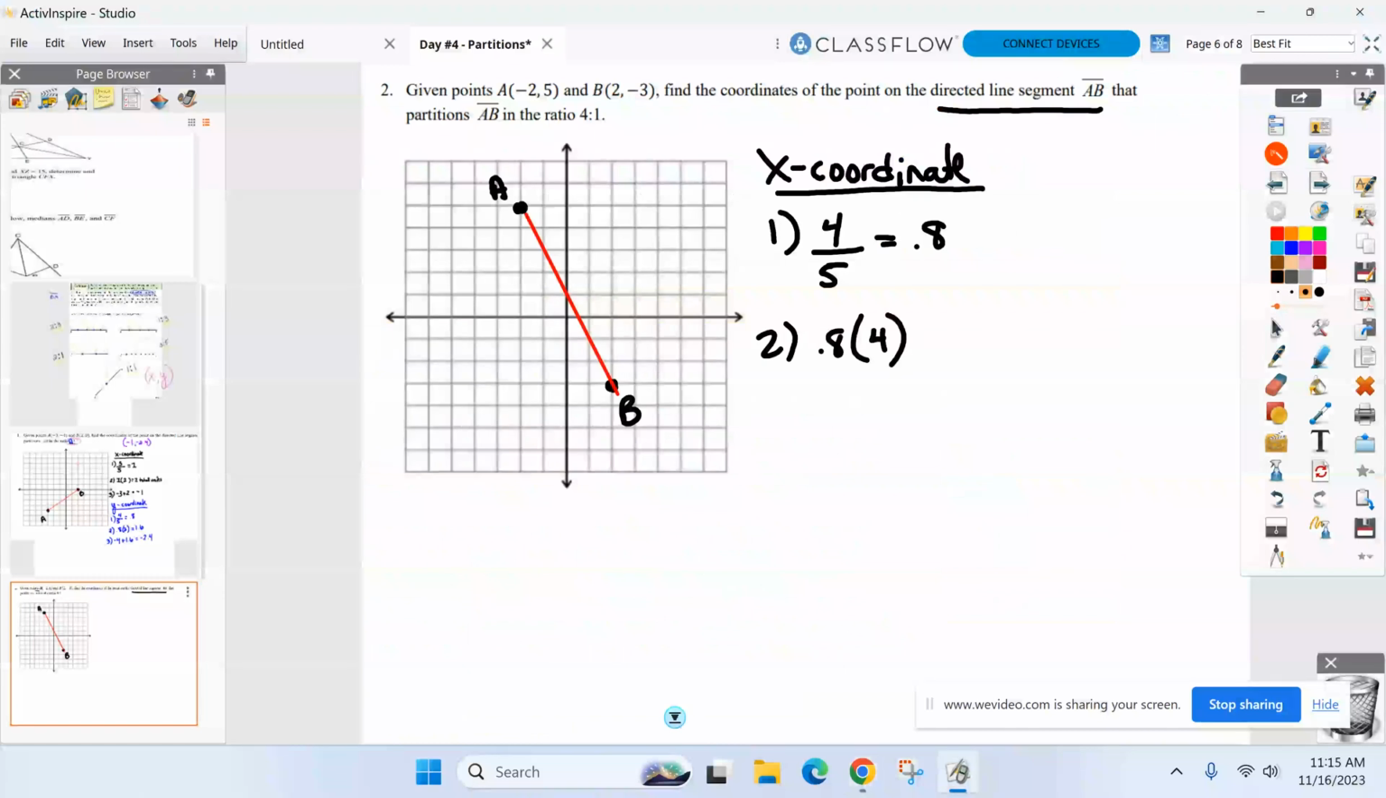When do I use 1? If I go directed line segment BA, that's when I would use the 1, but I'm going to use the 4 all the time. So that gives me 3.2, everybody?